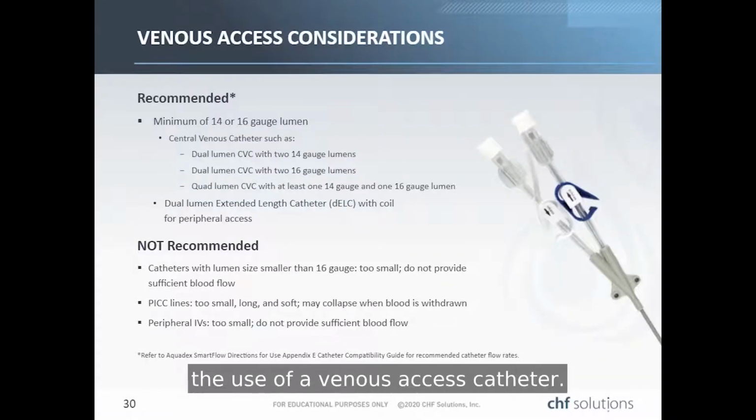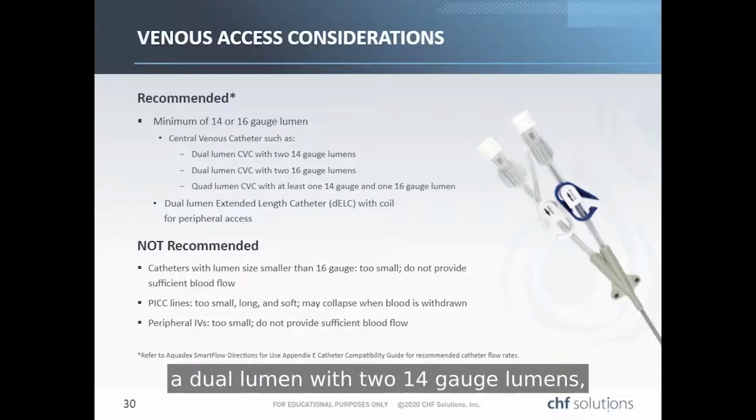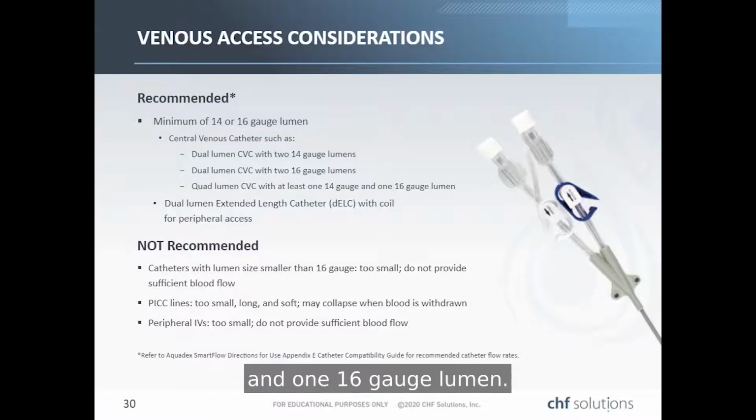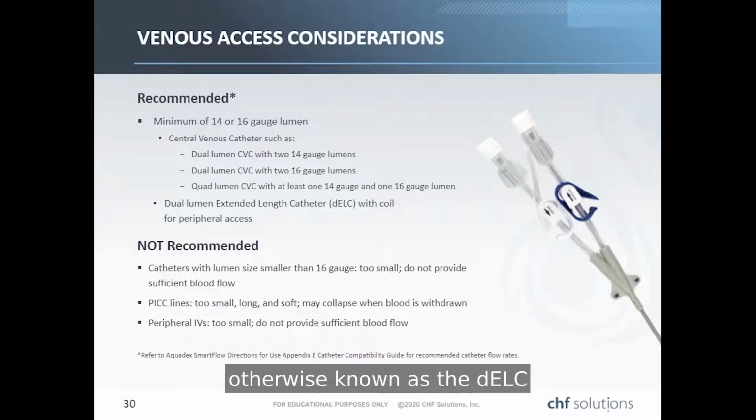Aquadex therapy requires the use of a venous access catheter. The following are some recommendations: a minimum of 14 or 16 gauge lumen size. For central venous catheters, this may include a dual lumen with two 14 gauge lumens, a dual lumen with two 16 gauge lumens, or a quad lumen including at least one 14 gauge and one 16 gauge lumen. Or the dual lumen extended length catheter, otherwise known as the DELC, with a coil for peripheral access.